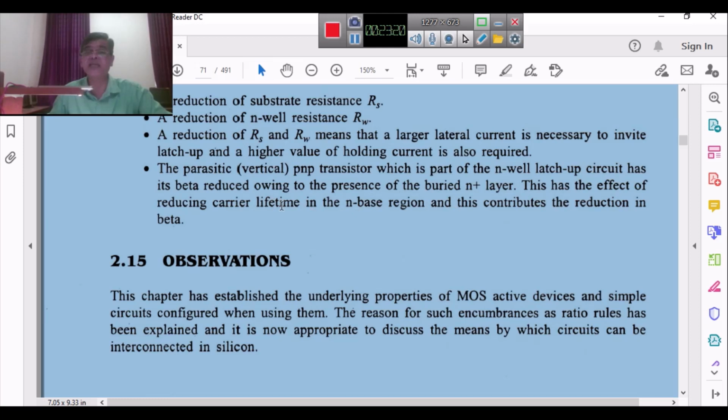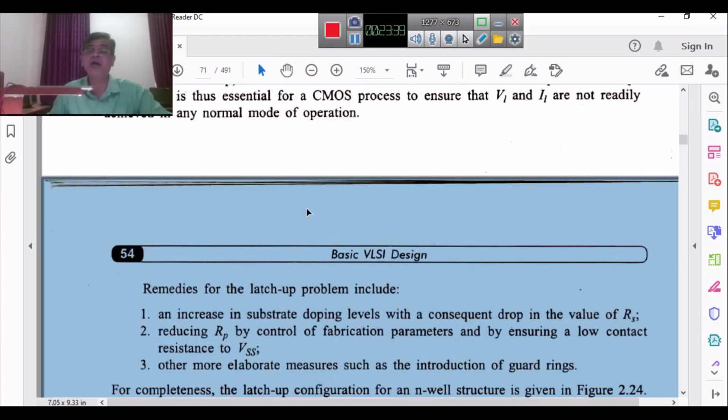What is the meaning of carrier lifetime? It means the charge carriers, though they are produced, exist for only a short duration of time. Momentarily, thereafter they simply recombine. As a result, the beta is reduced, meaning it will not contribute to the gain. Beta is reduced means current gain is reduced. Hence, you see how that helps avoid latchup.